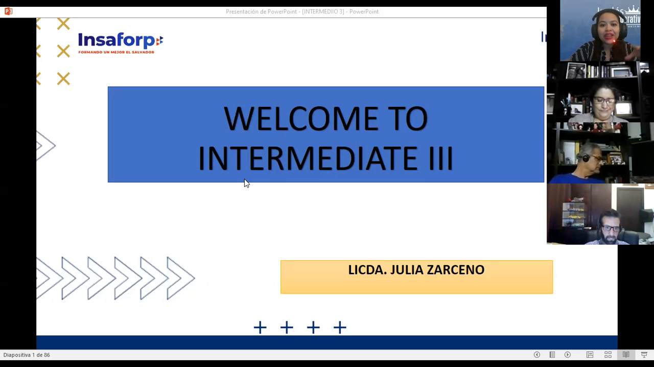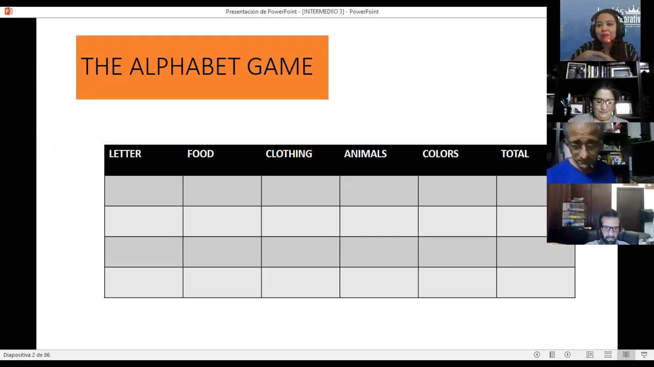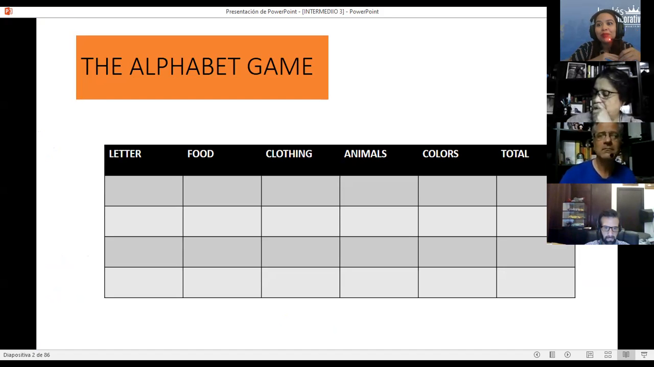I am sure that you have played this game before. This is called the alphabet game. We're going to try to play it and let's see if it works. So we have here different columns: letter, food, clothing, animals, colors, and total. So you have six different columns, and you have four rows, but I have done it this way because of the space.